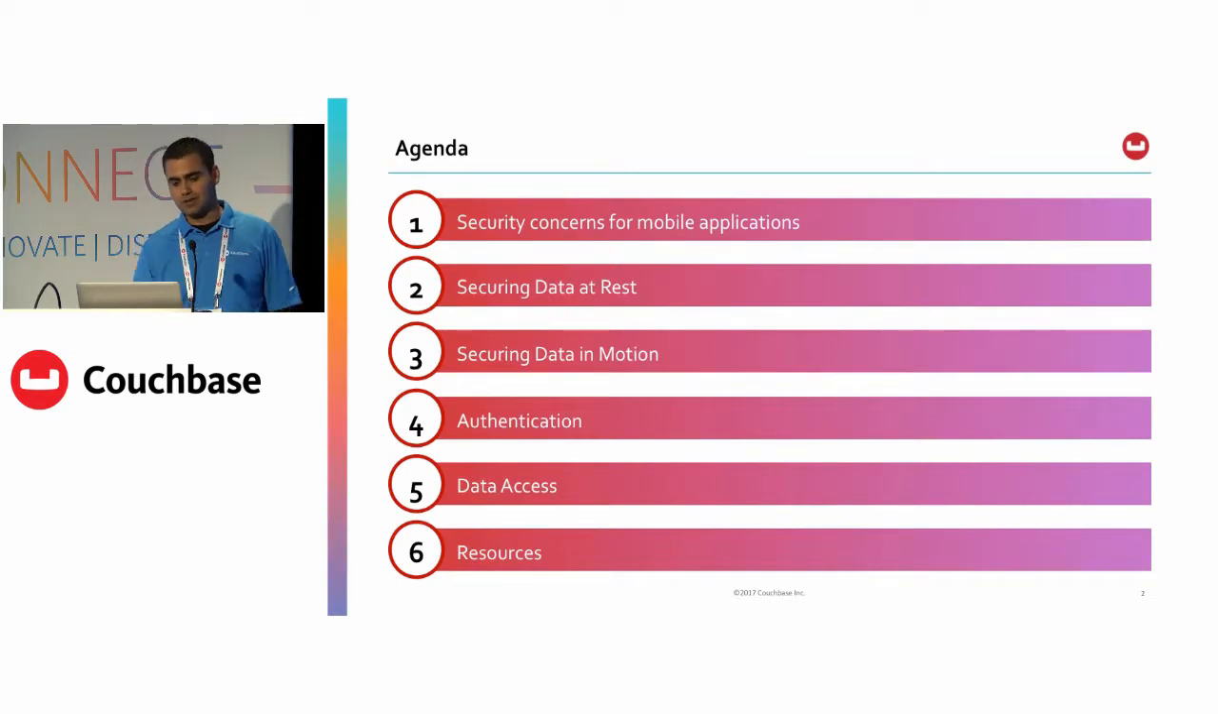So I'm going to talk about a few things in this session. The number one thing is, what are the security concerns that you should be worried about? And then how are you going to secure data at rest, especially in the mobile scenario when you've got local storage on the device? Securing data in motion, how you do that in the context of Couchbase. Authentication, what authentication mechanisms are supported by Couchbase today? And then I'm going to talk a little bit about the data access control mechanisms available in Couchbase as well. And then I'll leave you with a few resources that you could go check out after that. And we can continue the conversation from there.